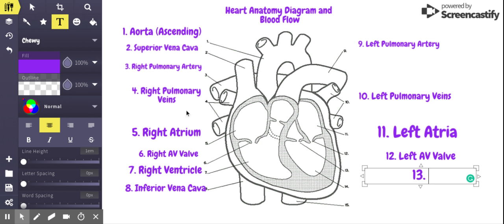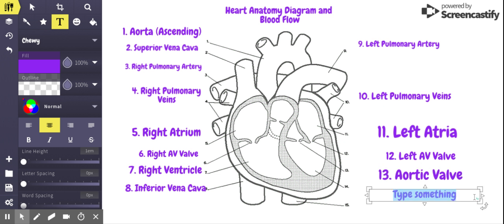Number 13 is pointing to a valve right here, and this is going to be your aortic valve. It's tough to see, and we'll see it better when we dissect a sheep heart, but this is going to sneak behind here, and this is considered your aortic valve. You might have identified it as a semilunar valve, but we'll just call it the aortic valve. Then this big opening down here would be your left ventricle.